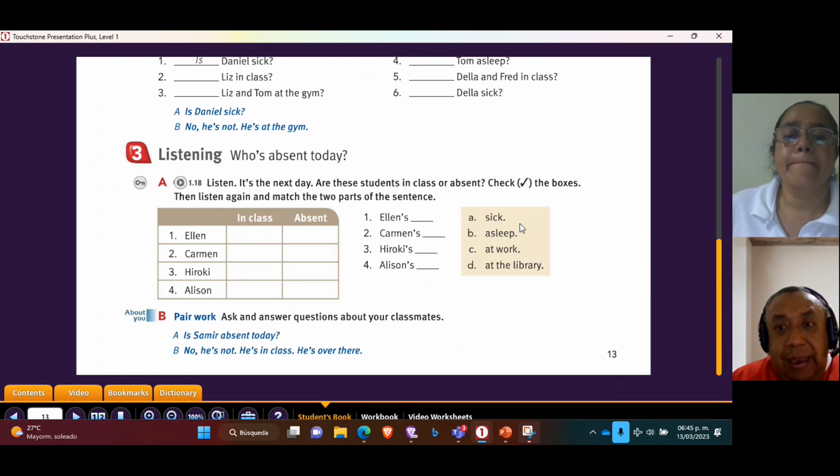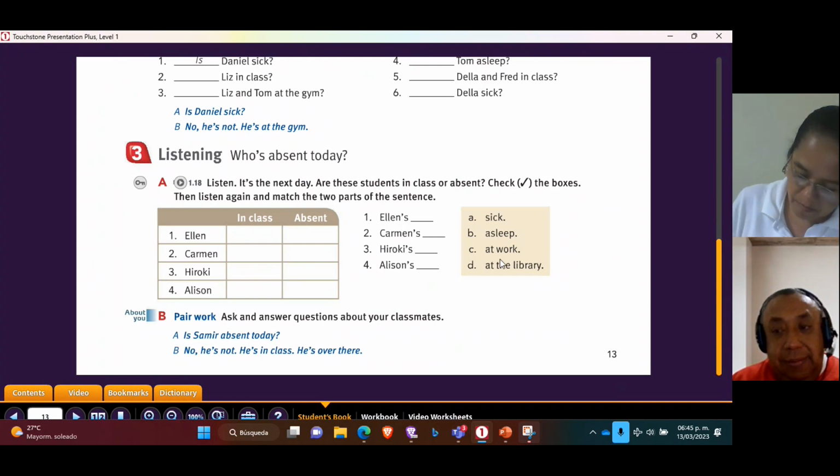¿Qué dijimos que era sick, Mari? Enfermo. Asleep. Dormido. Bien, Mari. Ve siguiente. At work, en el trabajo. ¿Qué dijimos que es, Mari? At the library. En la biblioteca.